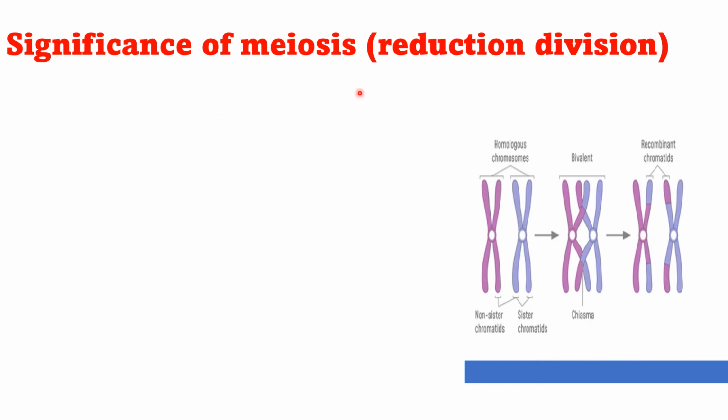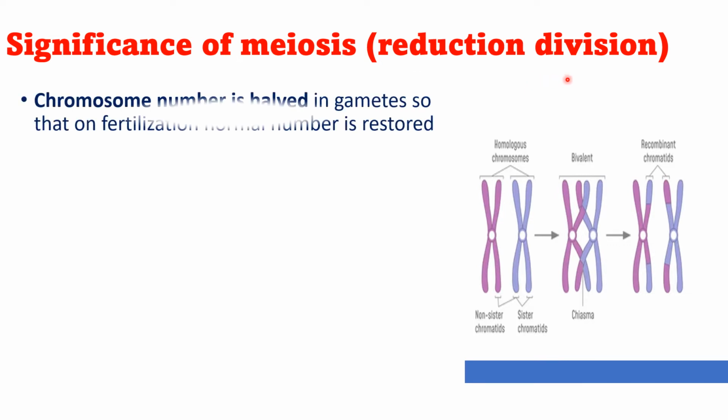Significance of meiosis. The another name of meiosis is reduction division. Chromosome number is halved in gametes so that on fertilization, normal number is restored. The number of chromosomes in sex cells or gametes is haploid in nature so that on fertilization, normal number or diploid number of chromosomes will be restored. Body cell is diploid, but the sex cells or gametes are haploid.